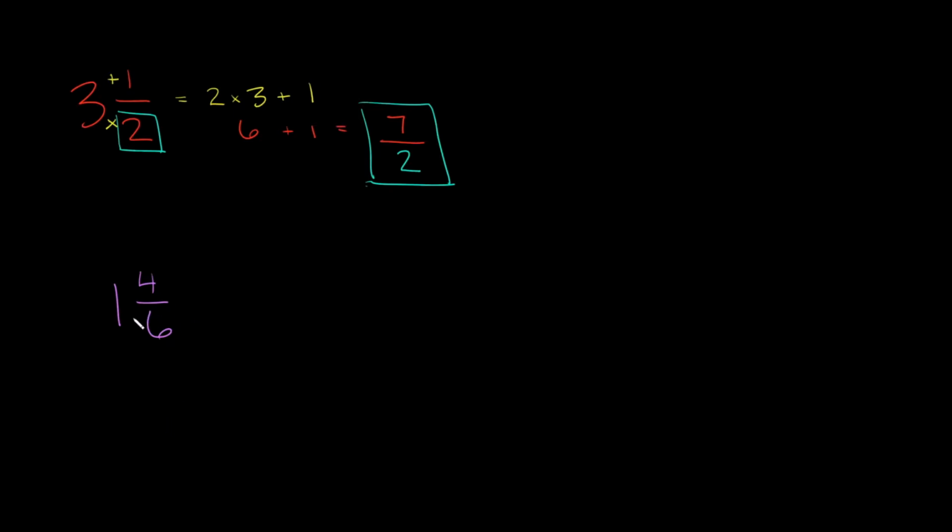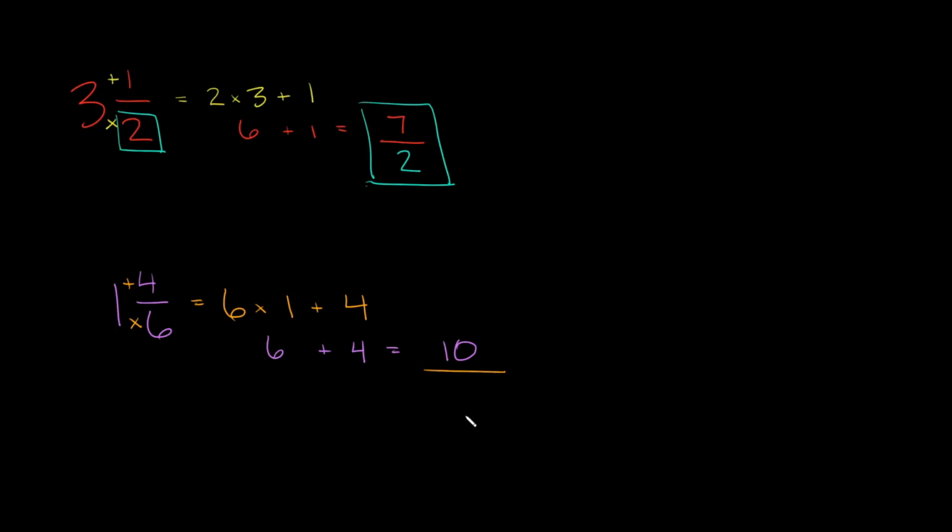Well, we can do our little shortcut trick again, right? So we're going to multiply here, and then we're going to add here. Okay, so this is going to equal, well, we have 6 times 1, right? 6 times 1, and then we're going to add 4. So plus 4. Okay, so what's 6 times 1? That's 6. And then we're going to add 4. So 6 plus 4 is equal to 10. So again, this is our numerator.